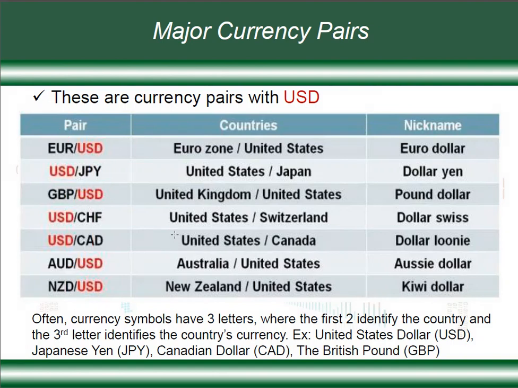So what you need to take away from this slide is these are the major pairs you are likely to be trading most of the time. These ones. You are likely to be trading these pairs most of the time because they are the ones with the highest volumes.